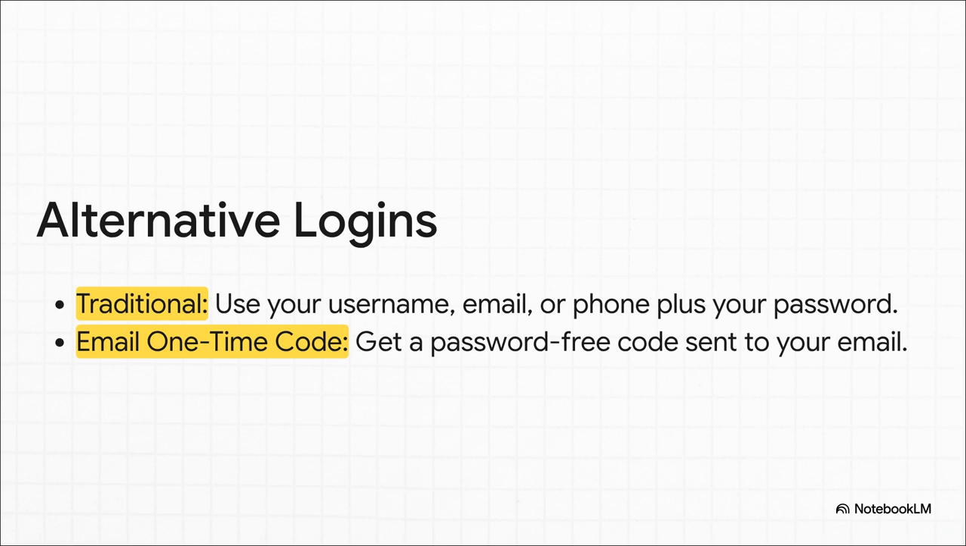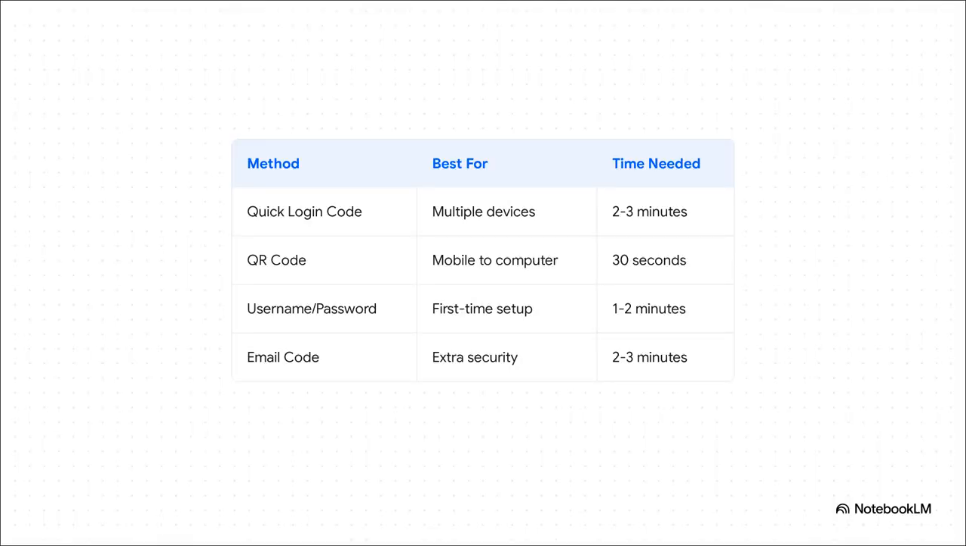It's a great backup. So to kind of sum it all up, here's a little cheat sheet. The QR code is hands down the fastest way to get from your phone to your computer, like 30 seconds flat. The quick login code is perfect for things like consoles. And of course, the username and email options are your reliable fallbacks.